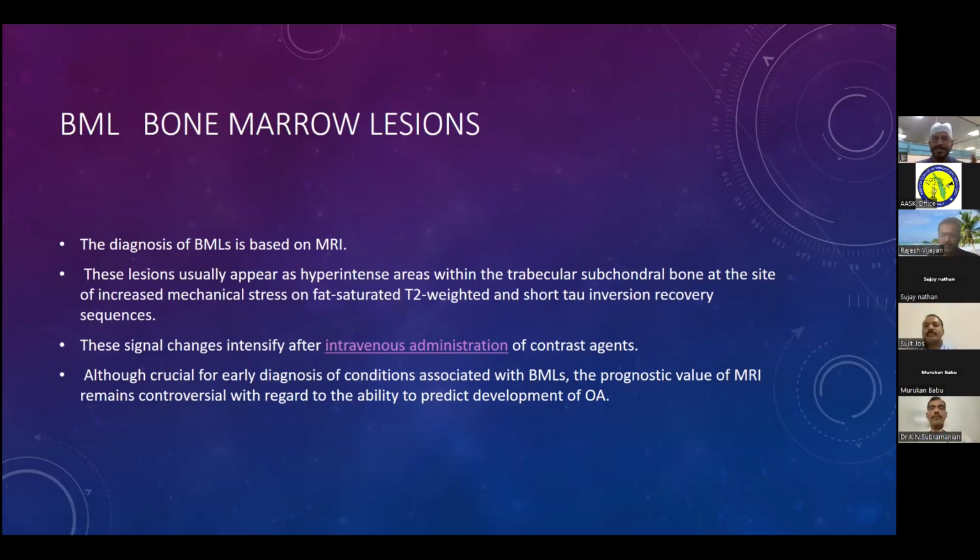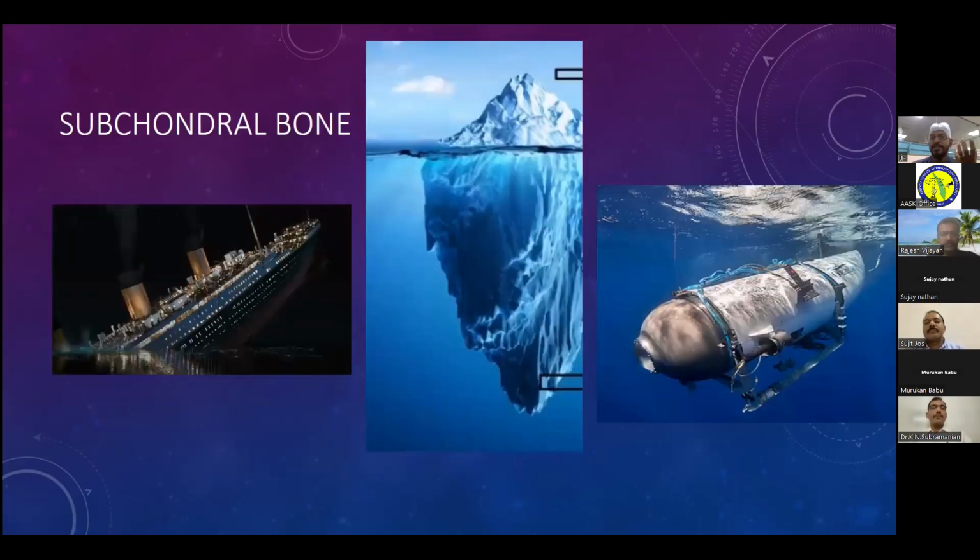This is what actually happens when you don't see the danger beneath: it could be even a Titan or Titanic, it will sink. That is what I want to say, because the subchondral bone is the most important thing to deal with in a cartilage injury. When you are repairing it, if the subchondral bone is not addressed, then definitely you are going to fail.